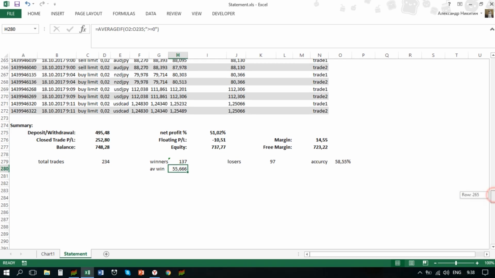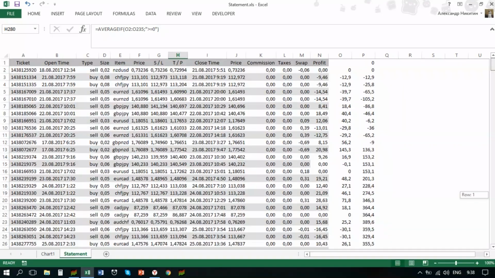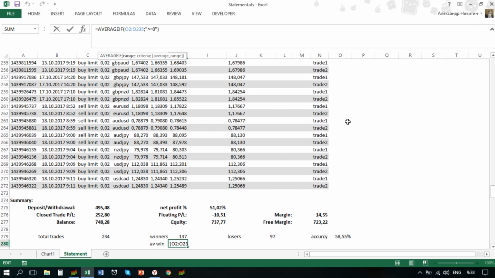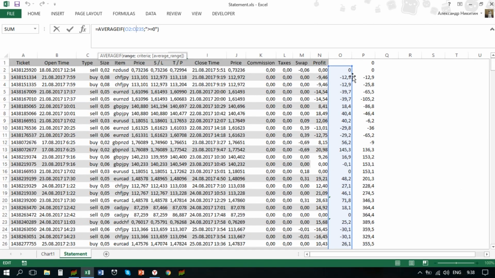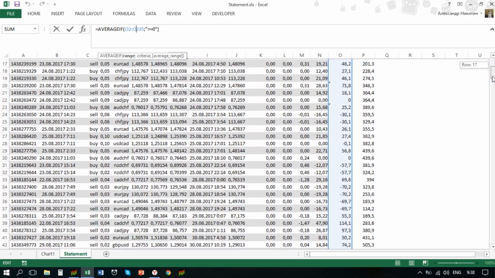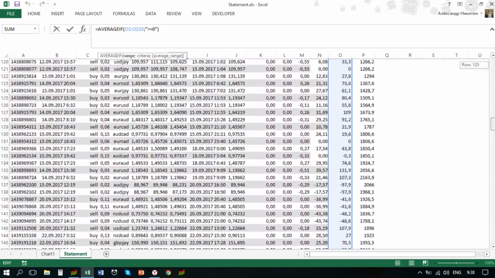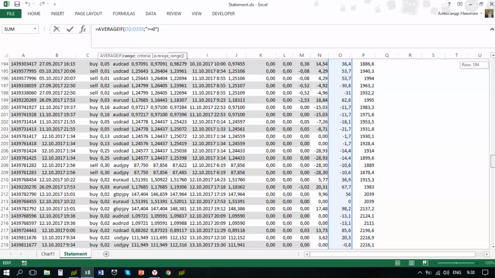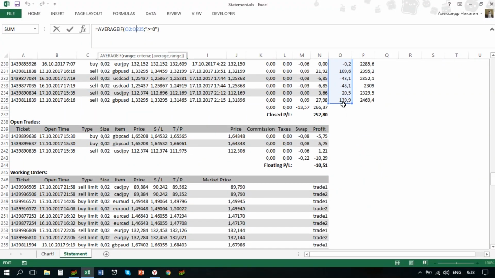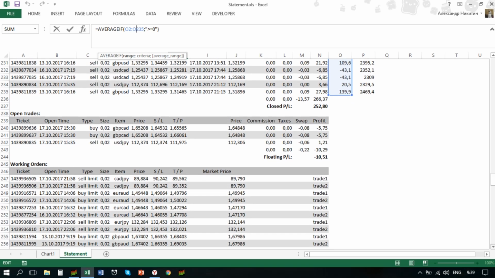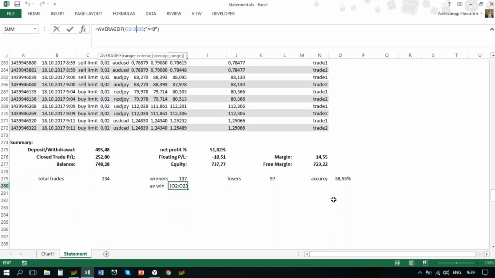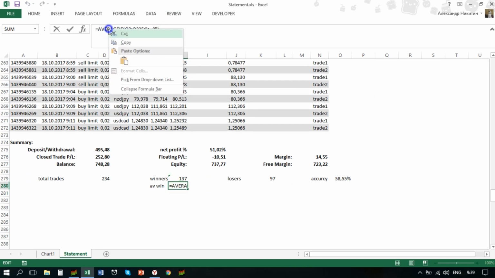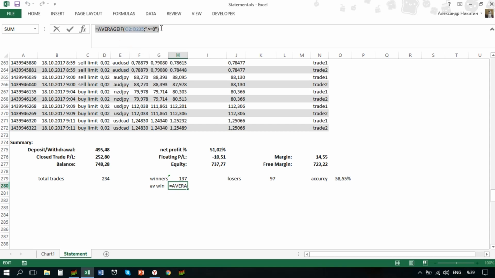And let me show it to you. You see, this is the range. Come on, this is the range of our pips calculations. You can see it. So within this range, I am interested in more than 0. So the formula will tell me what is the average of those more than zeros. 55%. Let me copy the formula because the average loser will be very much alike.